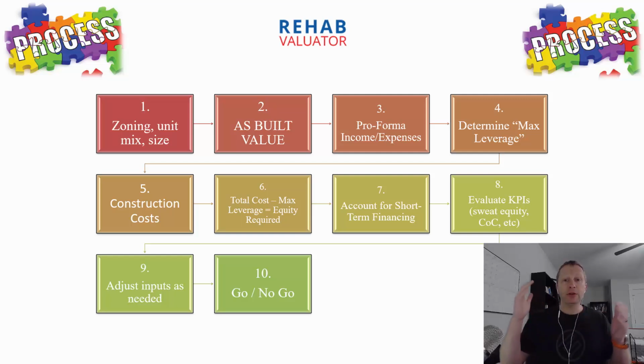And so step 8, now you can start evaluating your KPIs. Sweat equity, cash on cash return, IRRs. Step 9, if you don't like the way the KPIs look, now you can start adjusting some inputs. And again, I'll show you that in a minute. What specific inputs are we talking about? And then step 10, you need to determine, am I going to go forward with this deal or not? So let's go through a detailed example.